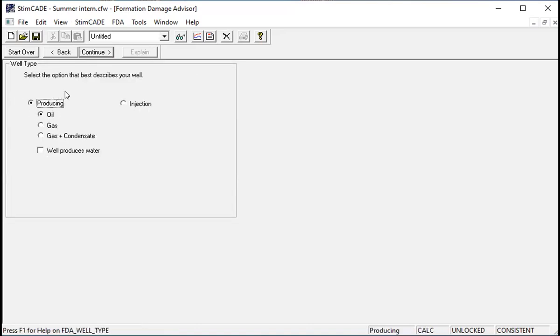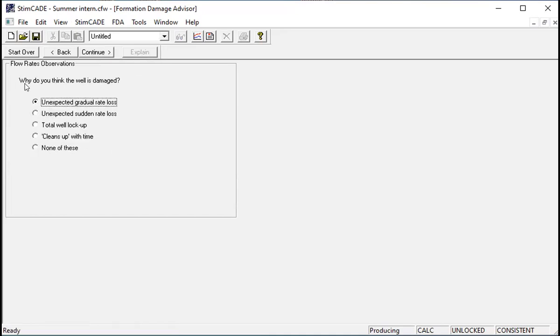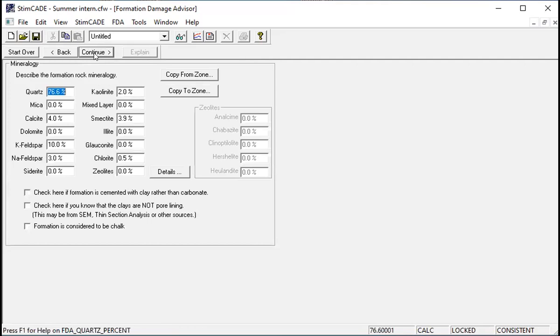All right, so what type of well? Is it a producer or an injector? It's a producer, so we have our oil producer there. Then the next: why do you think the well is damaged? We have unexpected gradual rate loss and unexpected sudden rate loss. This one could be gradual, because formation damage is a gradual process. Generally it's going to take some kind of gradual loss in our rate. So if I take the next, all right.